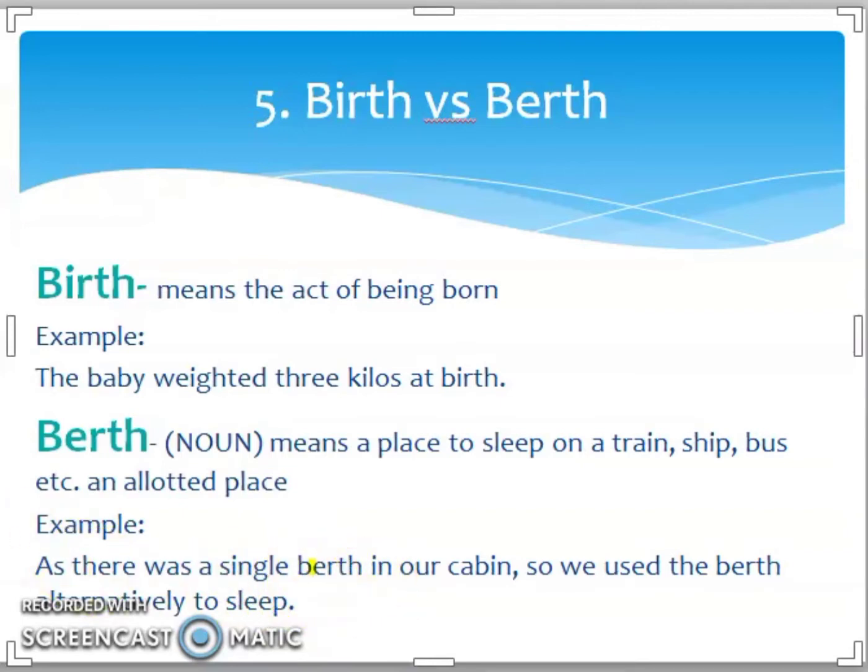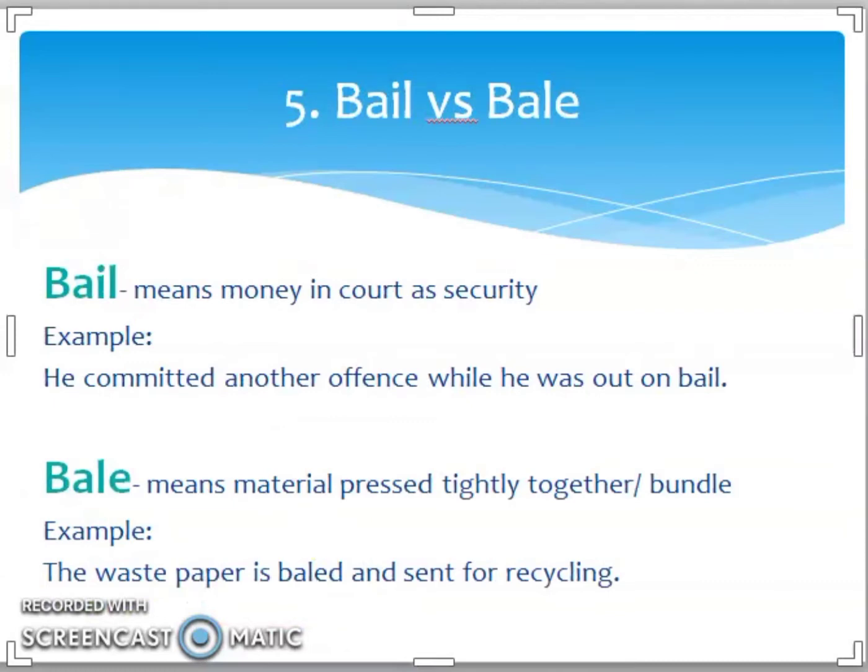Okay. Next, we have bail and bale. The pronunciation is the same, the spelling differs as well as the meaning differs. The first one, bail, means money paid in court as security.